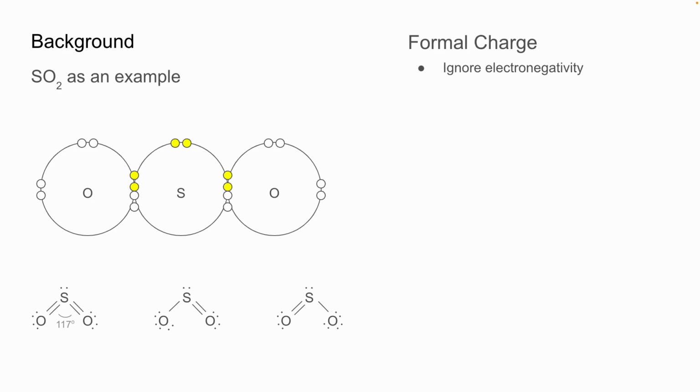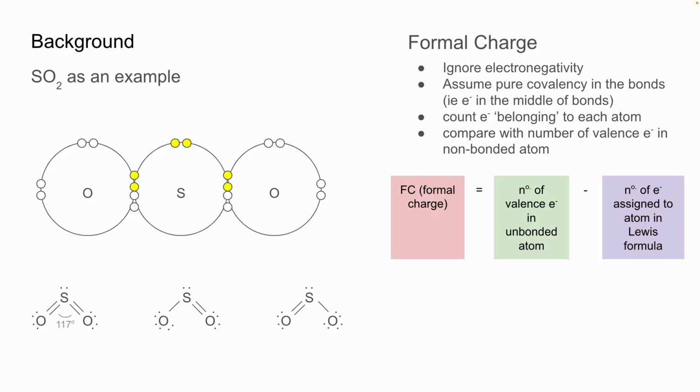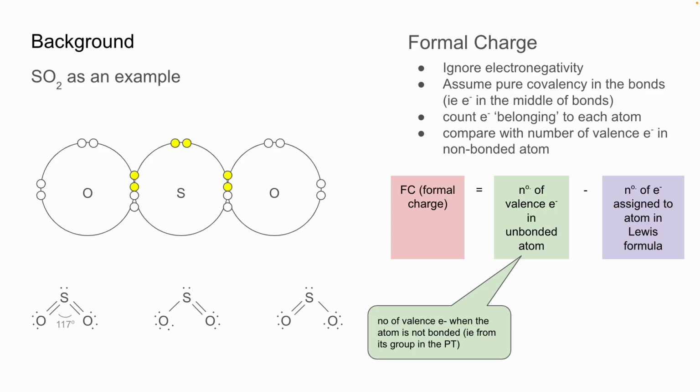So the concept of formal charge is that the thinking behind it is we ignore the differences in electronegativity. We assume pure covalency in the bonds, i.e. the electrons are in the middle of the bond, not more towards the sulfur or more towards the oxygen. All we need to do is count the electrons that belong, in inverted commas, to each atom and compare that with the number of valence electrons when the atom is not bonded. And we get this equation here where formal charge equals the number of valence electrons in an unbonded atom, take away the number of electrons that are assigned to the atom in any particular Lewis structure.